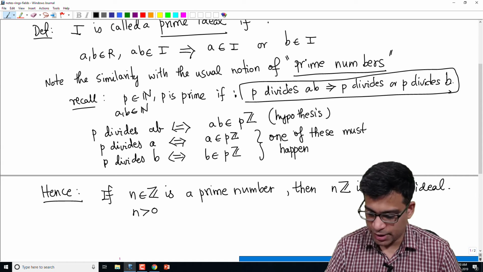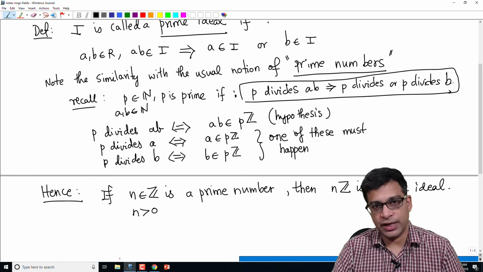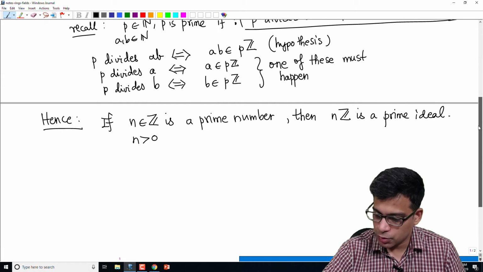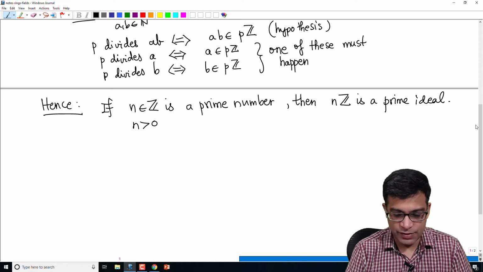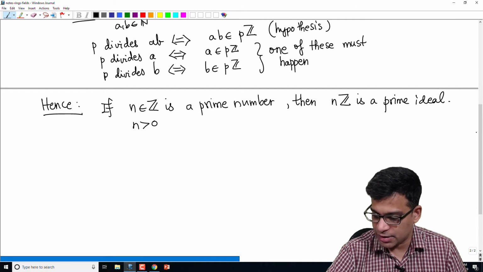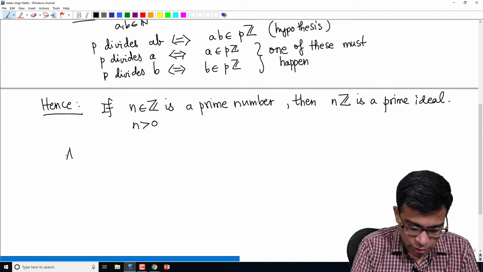If n is a prime number and a product belongs to nZ, that means n divides that product. Because n is a prime number, n divides one of them. Hence that element is in the ideal nZ. So by definition, nZ is a prime ideal. I don't want to say the converse yet, because I can't say that if nZ is a prime ideal, n is a prime number, for the following reason.